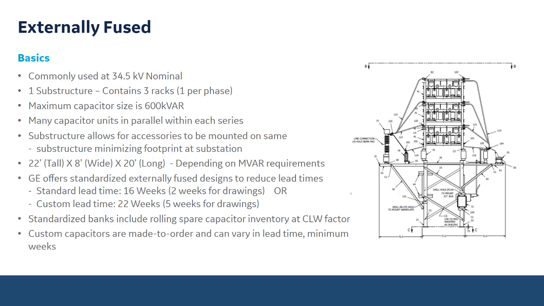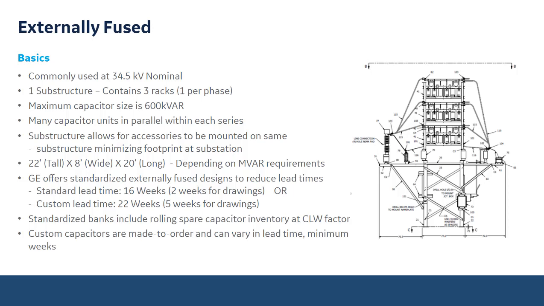So this is an example of an externally fused, ungrounded Y capacitor bank. This is traditionally used with our renewables, our solar, our wind customers. So some of the basics about this. It's a commonly used 34.5 kV nominal voltage. It is one substructure. It is about a 10-foot tall substructure. And then everything is mounted on that substructure at 10 feet. So your live parts to ground is going to be 10 feet or greater.